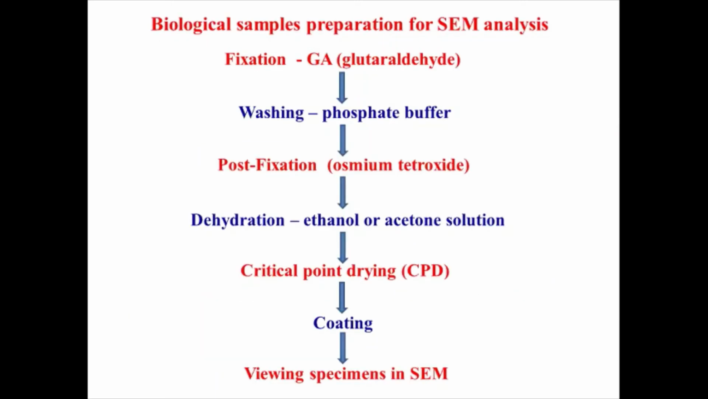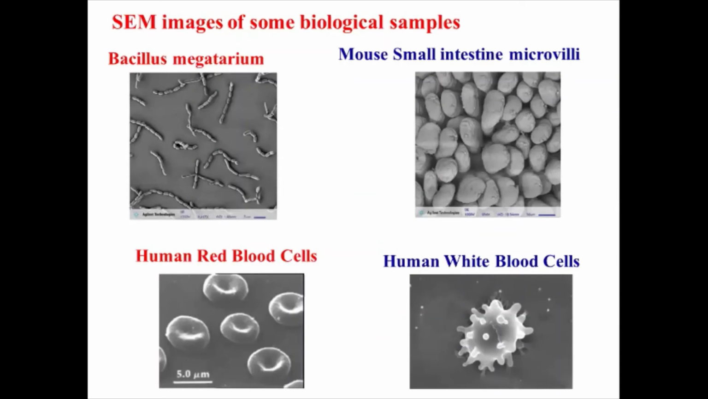And for a biological sample, there is a particular recipe that you have to follow to prepare the sample, and then you can image them. So these are some of the typical images. A human red blood cell, RBC, which looks like a donut.